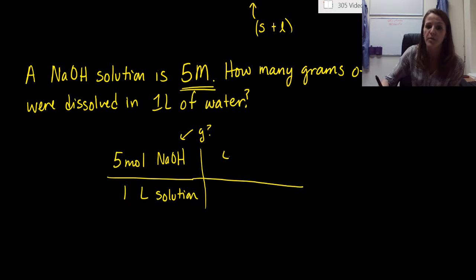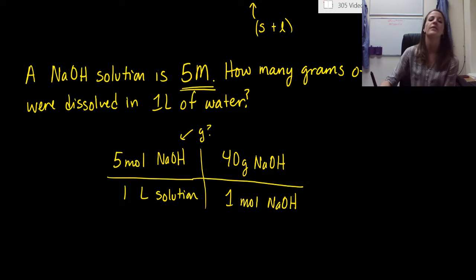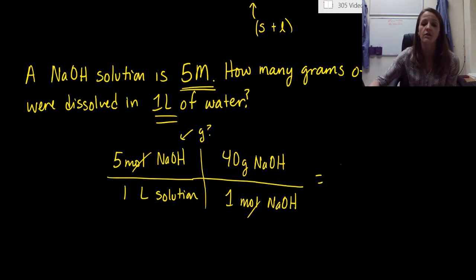So we know from the periodic table there's about 40 grams of NaOH in every 1 mole of NaOH. So make sure you keep this clear because we have to keep our units clear here. So 40 grams for every 1 mole. So now our moles cancel out and you're left with grams per every liter of water. Solve this out, you end up with 200 grams of NaOH.